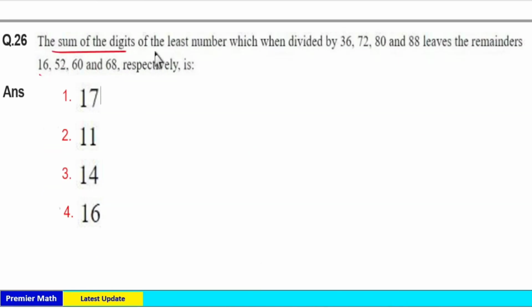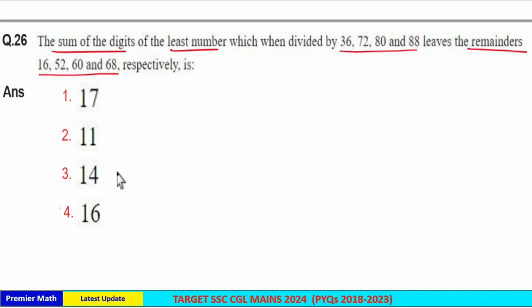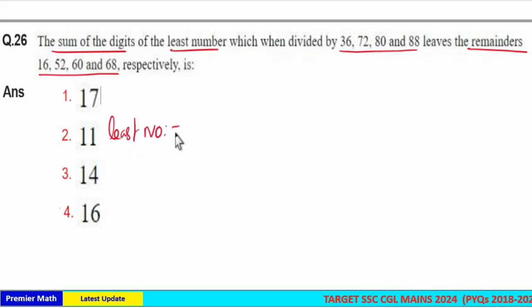The sum of digits of least number which when divided by 36, 72, 80 and 88 leaves the remainder 16, 52, 60 and 68 respectively is. Here consider this least number as x. And if you take the LCM of these divisors, that LCM is completely divisible by these divisors. But this least number when divided with these divisors will give you remainder 16, 52, 60 and 68. So we need a common remainder here.